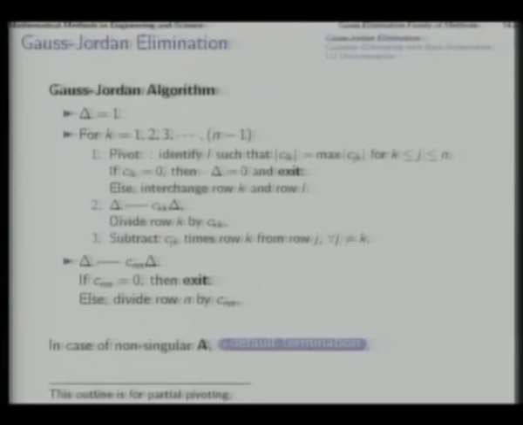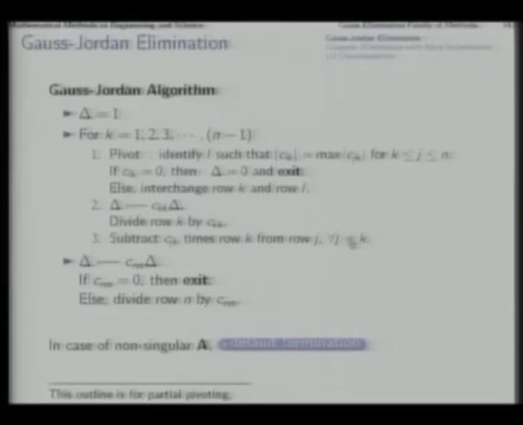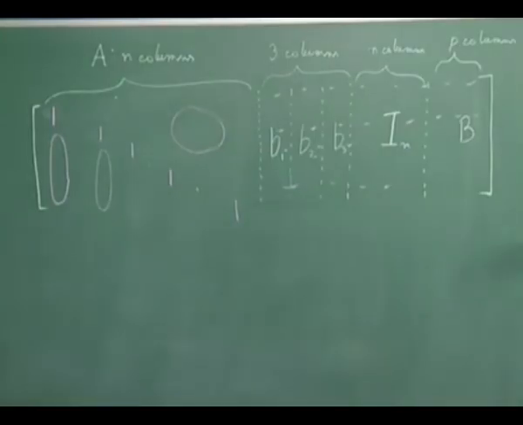After the pivoting step, you conduct the ordinary two elementary transformations, dividing the current pivotal row by the diagonal entry C_KK, and then subtract C_JK times that row from other rows for all j above and below, and that gives you zeros in the off diagonal entries above and below the pivotal point.